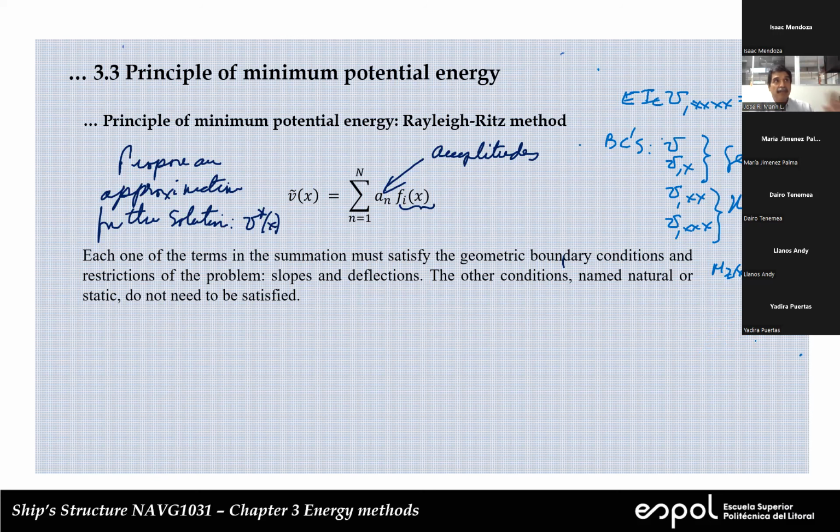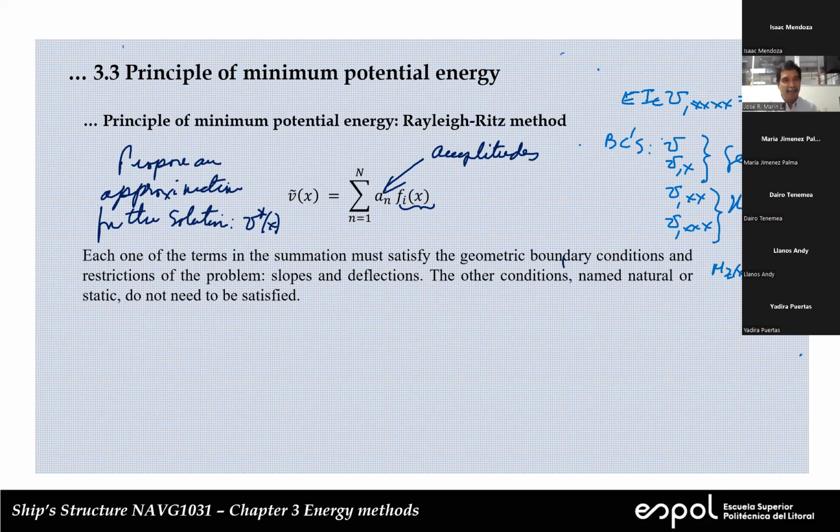So if you want the bending moment to be equal to 0, the only possibility is that the second derivative is equal to 0. Okay, so going back to the questions to Mr. Tenemea, in the case of the simple support, we have two boundary conditions. One is the value of the displacement, that is a geometric boundary condition. And the other is the bending moment, that's a natural boundary condition.